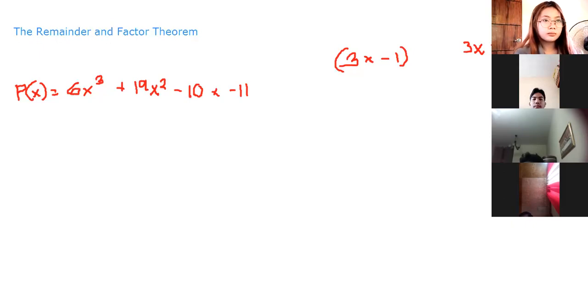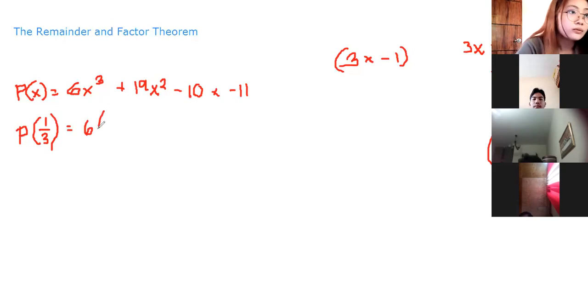So, negative 1, move it to other side of the equation. So, we have 3x. From negative 1, it will become positive 1. Then, divide both sides by 3. So, cancel si 3. X will become 1 over 3. Okay. So, this will be our value of x that we need to substitute in this equation, in this polynomial. So, p of 1/3.